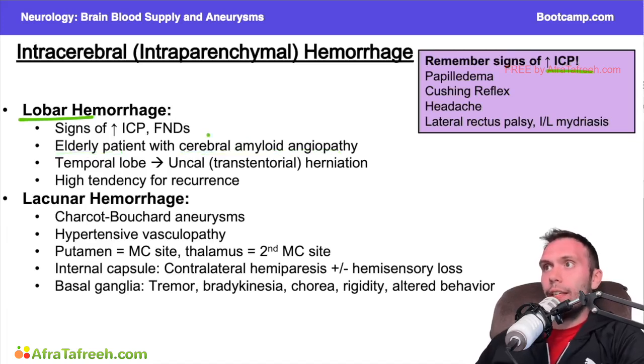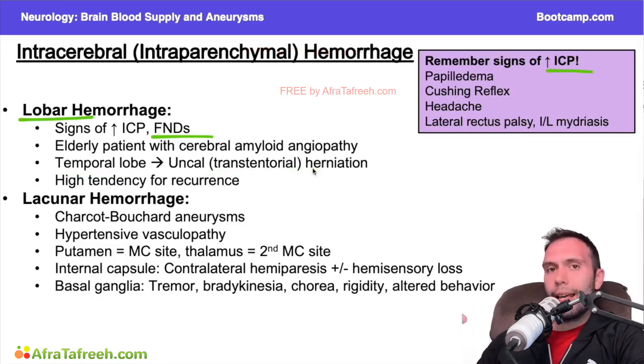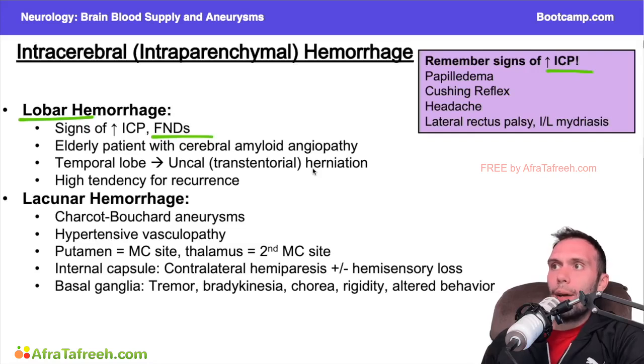That's particularly high yield. Okay, and again, because they're lobar, they're intraparenchymal, they do usually present with focal neurologic deficits. If the temporal lobe is involved, look for uncal transtentorial herniation, which I'll talk about in more detail in a slide to come. But that, again, early finding of that would be anisocoria because of a dilated pupil, and potentially you might have the down and out pupil with the ptosis, okay? The key thing also to remember for these is there's a very high tendency for recurrence of a lobar hemorrhage.